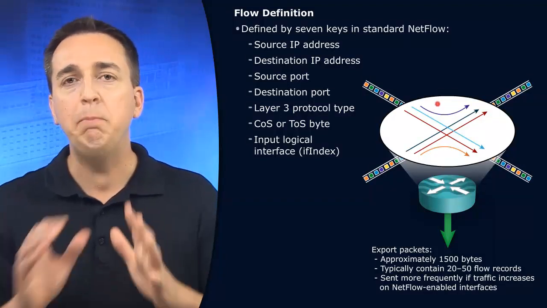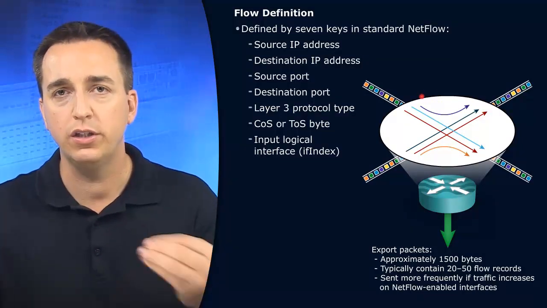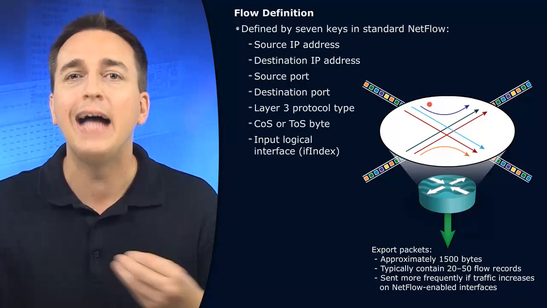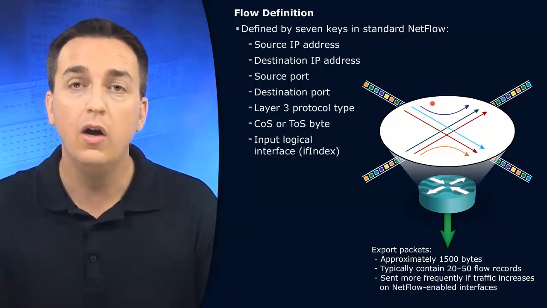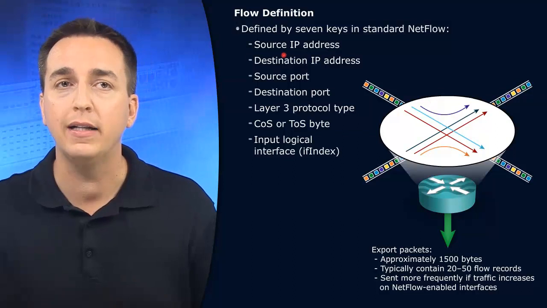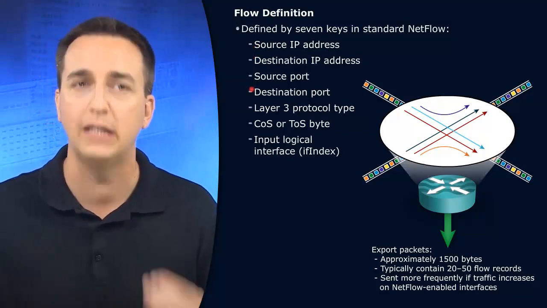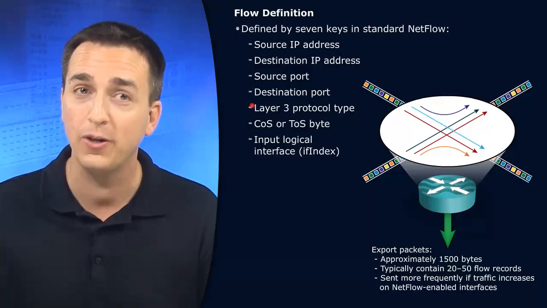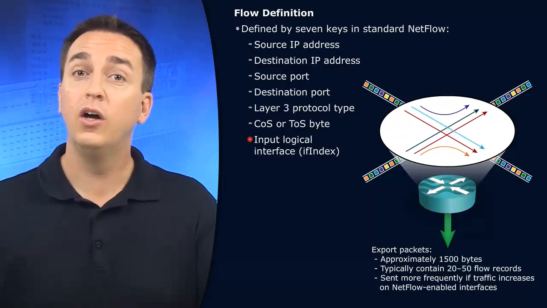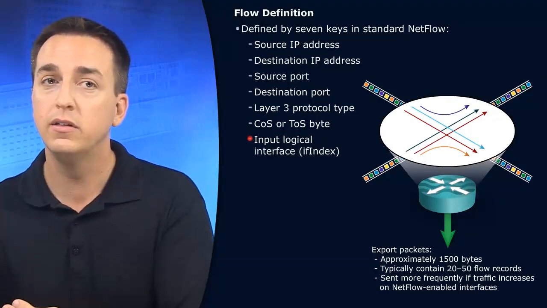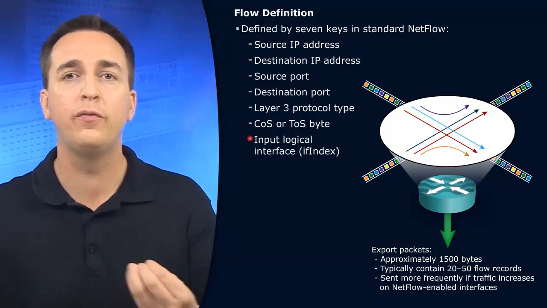Now, there can be multiple flows within the organization. So what constitutes packets as being part of the same flow? Well, every single packet that has the same source IP address, destination IP address, source port, destination port, layer 3 protocol type, class of service and type of service markings, as well as arriving inbound on the same interface, well, all those packets are part of the same flow.